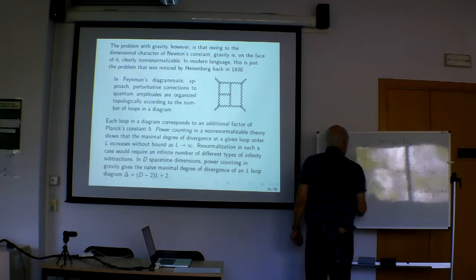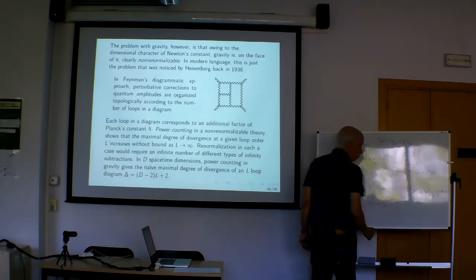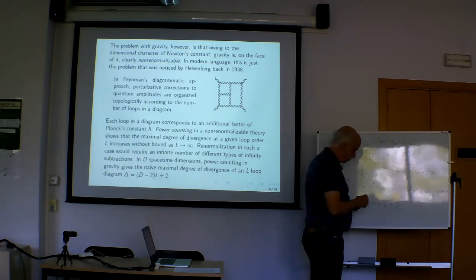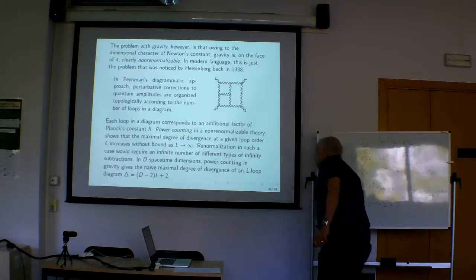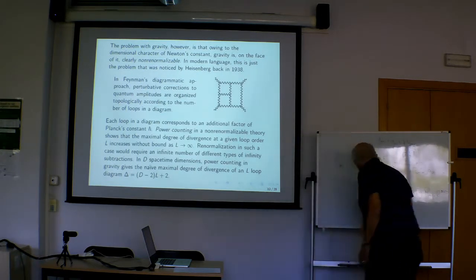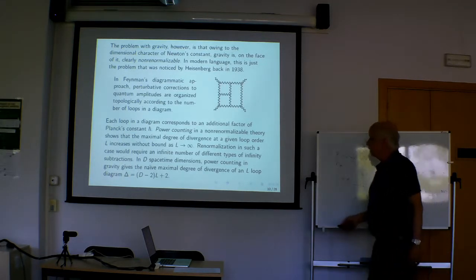The net degree of divergence, let's call that delta, the maximum degree of divergence is d minus 2 times the number of loops plus 2. And you see, as you go up the loop order, it goes bonkers. Okay, so that's what I said here. The naive degree of divergence is d minus 2L plus 2.